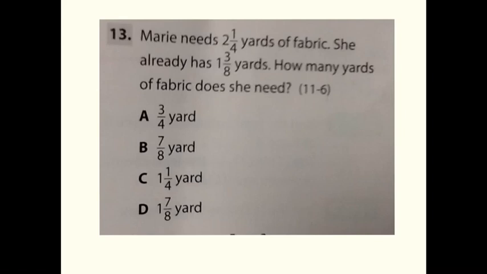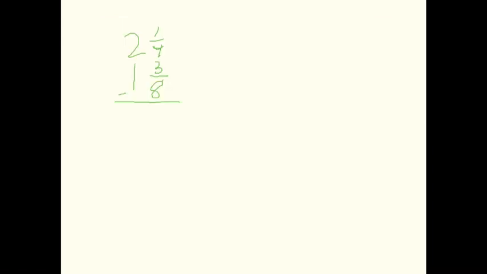Mary needs 2 1/4 yards of fabric. She already has 1 3/8 yards. How many yards of fabric does she need? A, B, C, or D? So, to subtract this problem, you need to first find a common denominator, which, as you probably know, is 8. So, you have to multiply the 4 times 2, which would equal 8. As you know, you have to multiply the top the same, which would be 2.